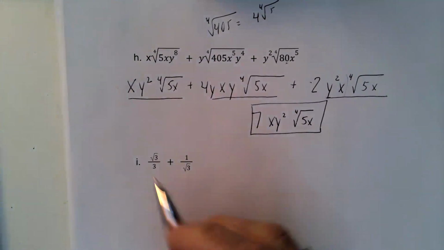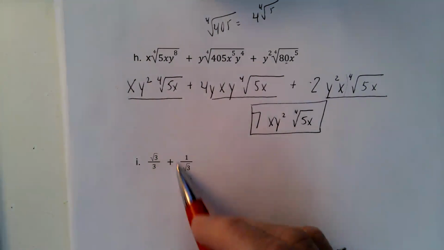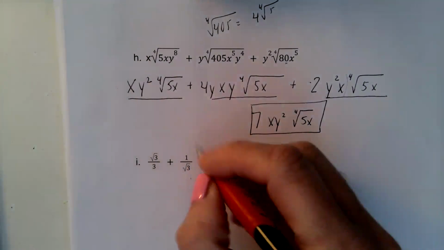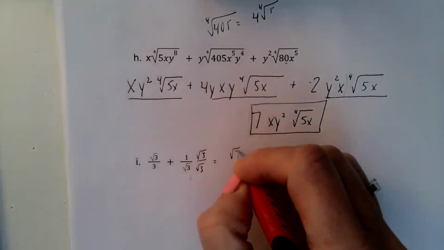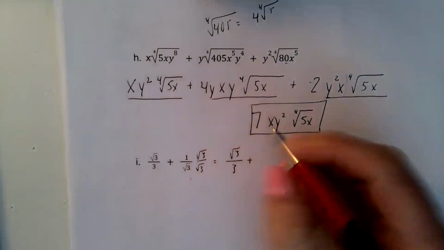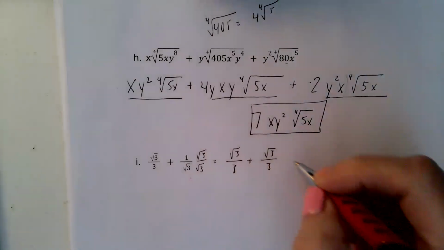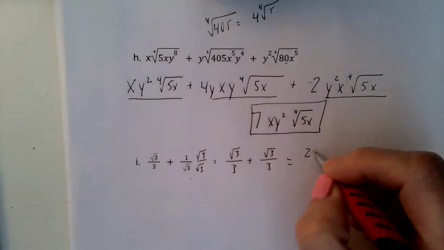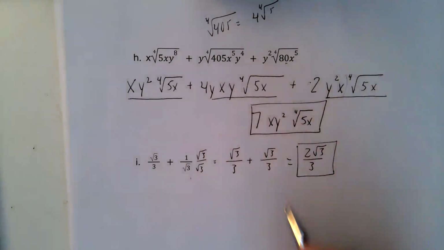Okay. Now, I, J, and K, we've got some fractions here. We're trying to add, so to get a common denominator, I first have to get this rationalized by multiplying by the square root of 3. So I have the square root of 3 over 3 plus the square root of 3 over 3. So I really have 2 square roots of 3 over 3. I have 2 of them. Remember, when you add fractions, your denominator stays the same.